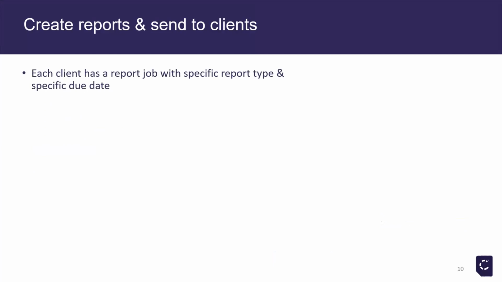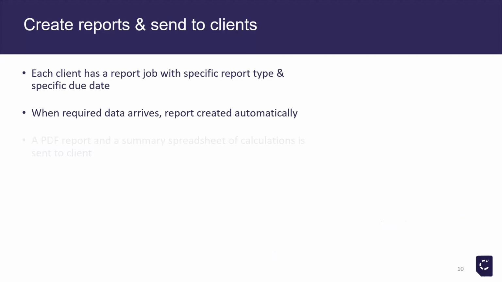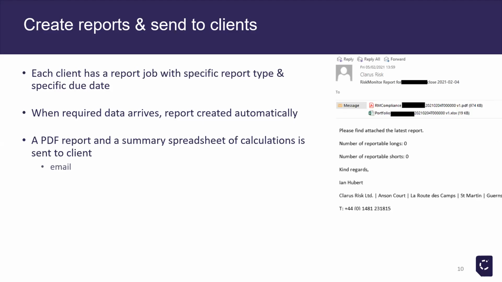Each client has a report job for a specific report type and date assigned. When the data automatically arrives, and we do the steps I have mentioned in previous slides to create the content of the report, a report is created automatically. A PDF and an Excel spreadsheet with a summary of the calculations are then sent automatically to the client via SFTP or email, or they can be downloaded from a web dashboard that we have.